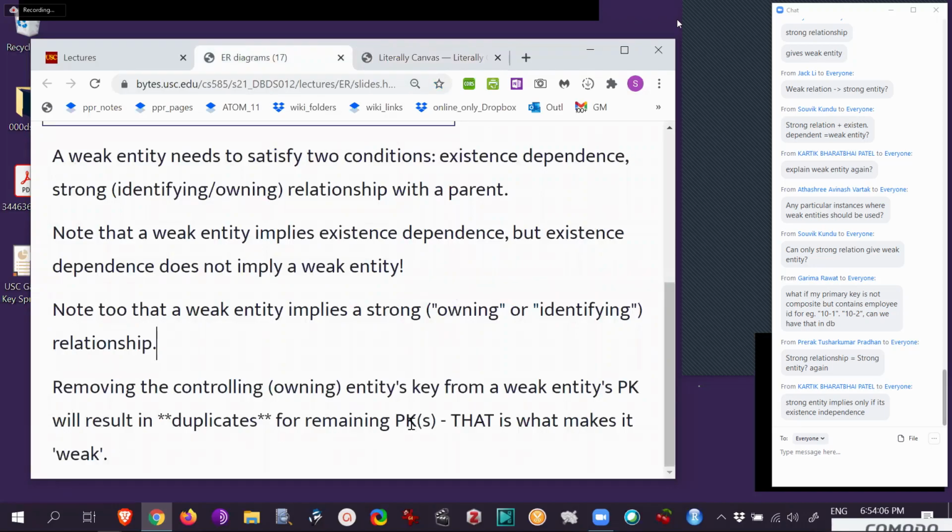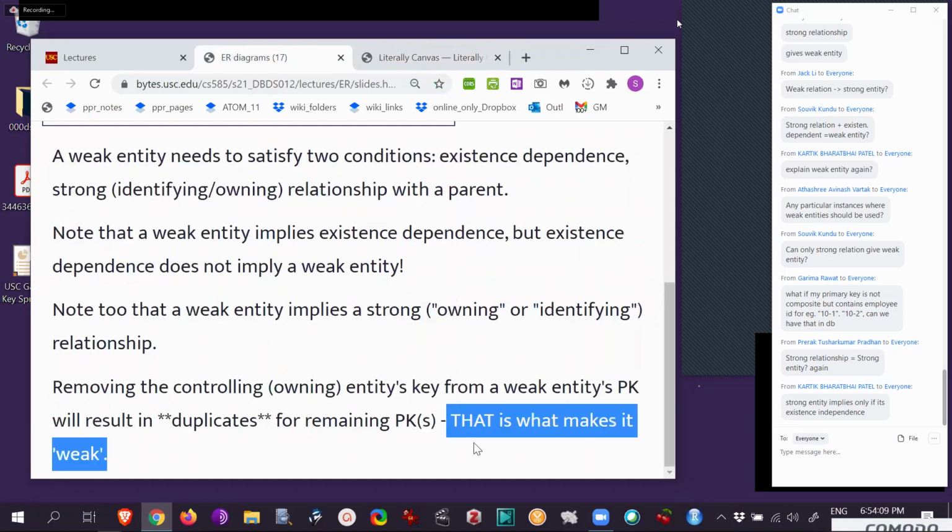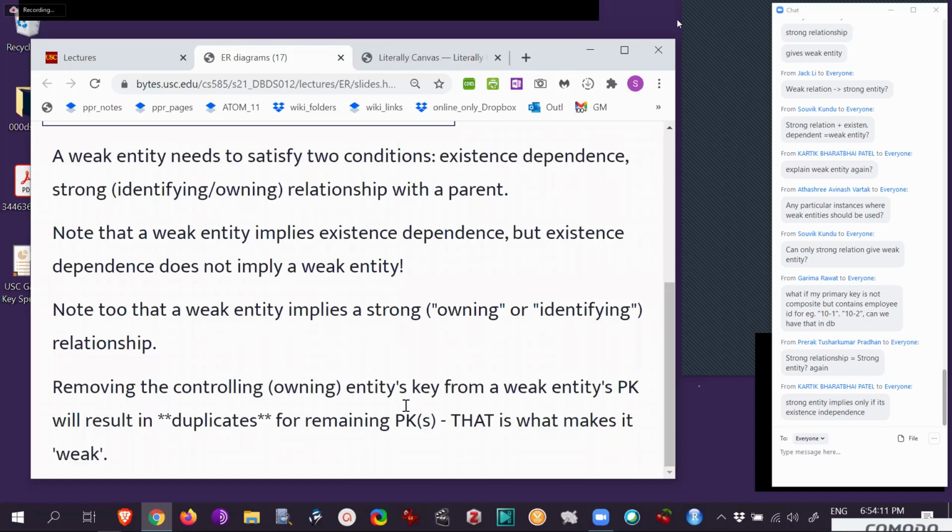Cool. So this might be an interview question. What makes something weak? Then you should say, well, the PK that you borrowed from the other table needs to be there. Because if you remove it, the rest of the table would get duplicates. That's another way of saying in a composite primary key, every column matters. If you remove one of the columns, the rest of the columns might not be unique anymore.